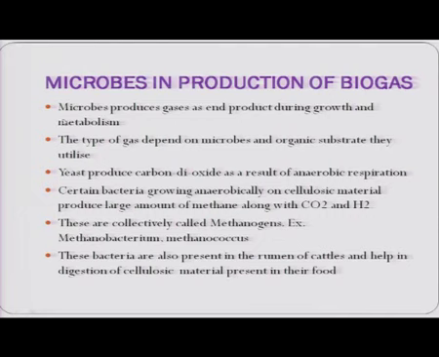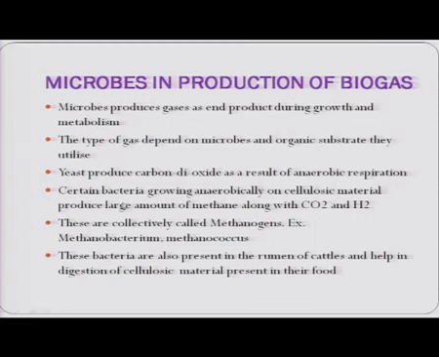So, we know that microbes have metabolic processes, and these metabolic processes result in production of certain gases as end product during their growth. The type of gas depends on the microbes and the organic substrate they utilize. For instance, we read about fermentation. In fermentation, which is done by yeast, Saccharomyces cerevisiae, it produces carbon dioxide when the glucose is fermented. It is a type of anaerobic respiration which is occurring in the cytoplasm of the yeast.